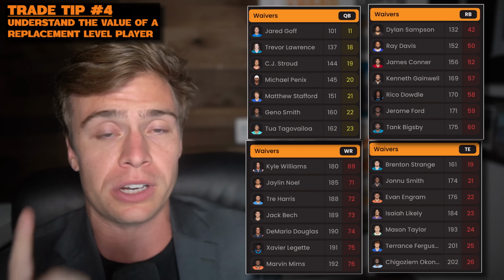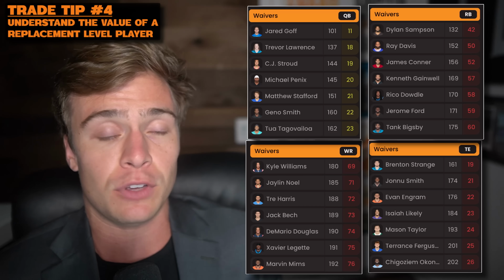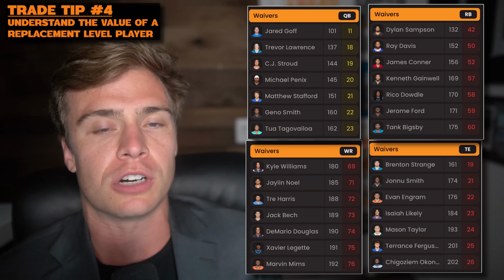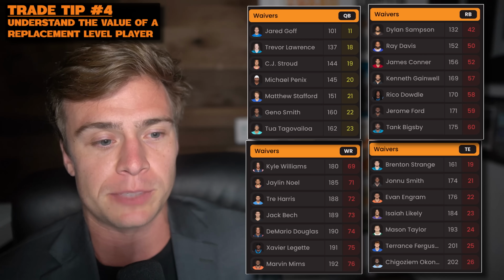Because if you trade 2 players for 1, you're able to go pick up that name off the waiver wire. Whereas if you trade 1 player for 2, you're going to have to drop the worst option on your bench. So we can go through and look at the difference between a replacement level player.